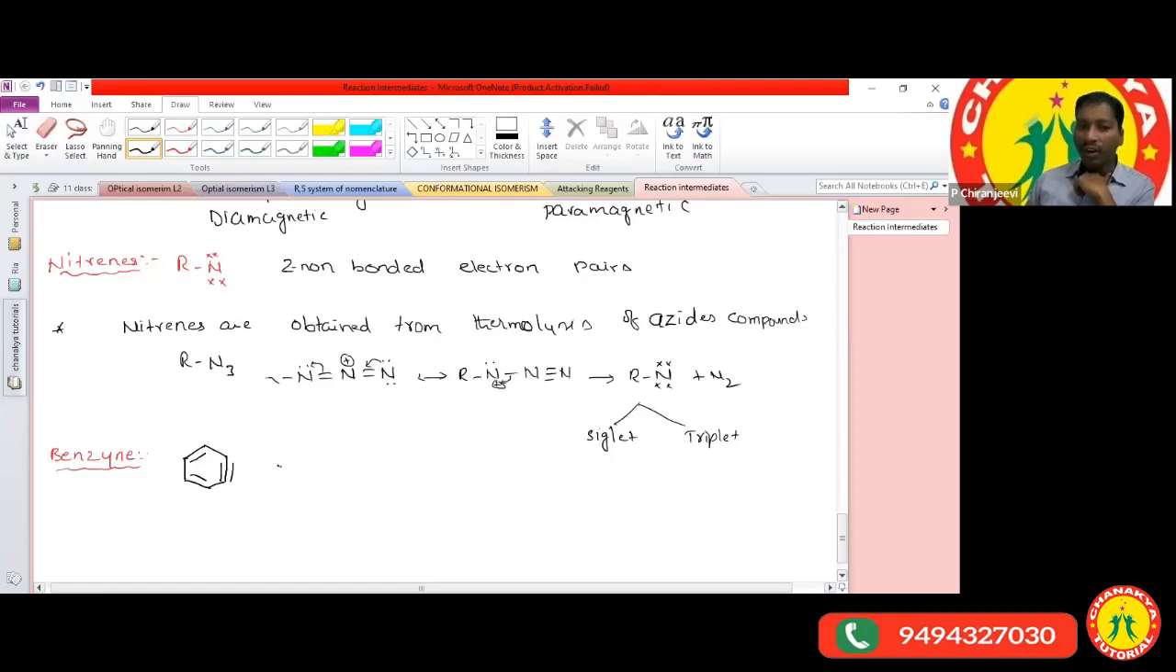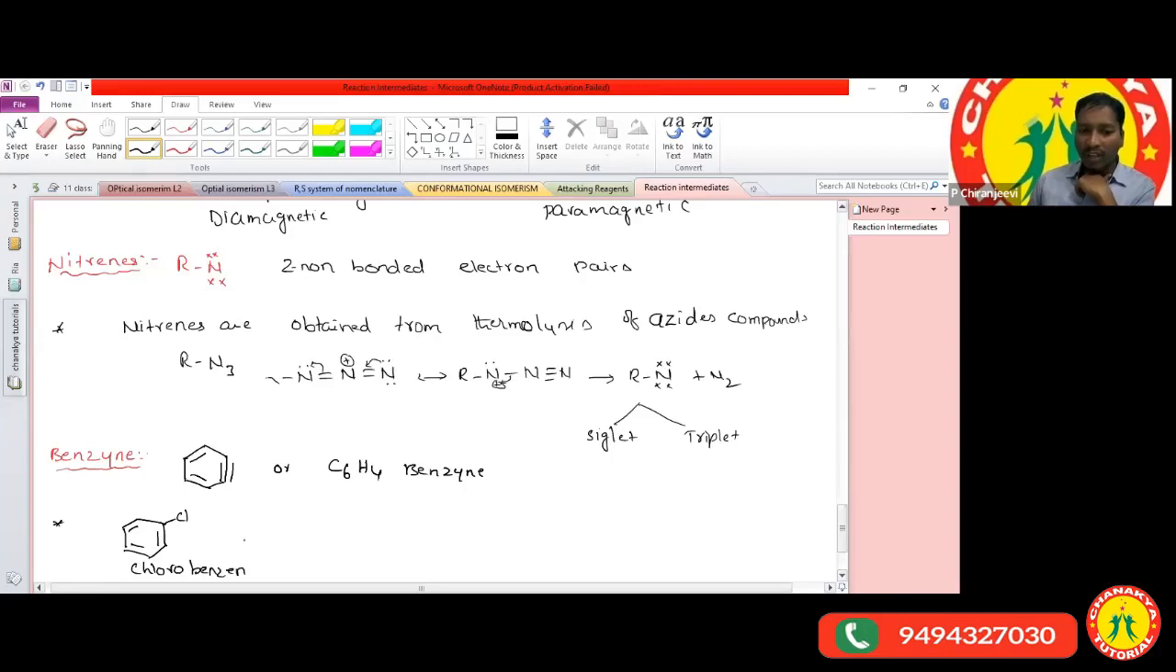What is the molecular formula of benzyne? C6H4 is called benzyne. Benzynes are reaction intermediates. How are benzynes obtained? By an elimination reaction. If we take a haloarene, for example chlorobenzene with Cl, this we call chlorobenzene.